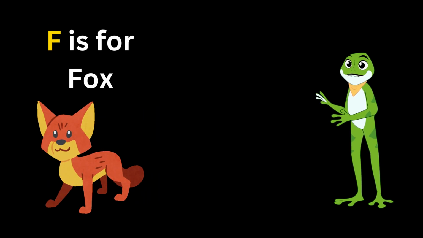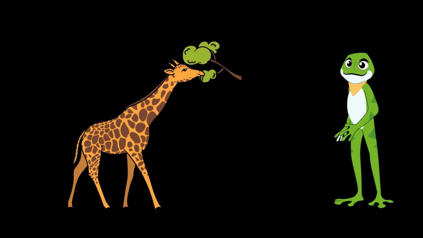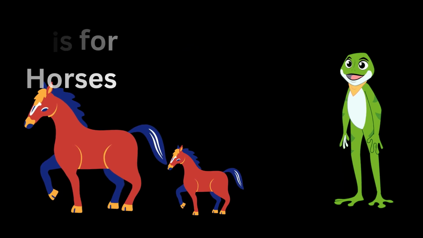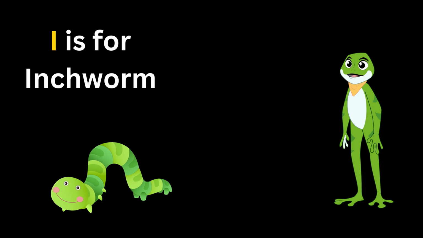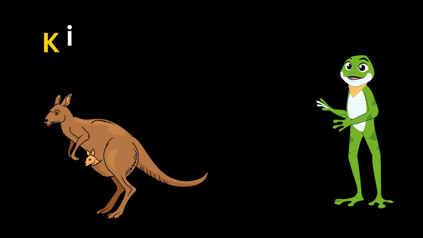F is for fox. G is for giraffe. H is for horses. I is for inchworm. J is for jaguar.